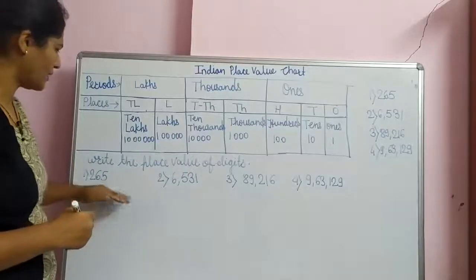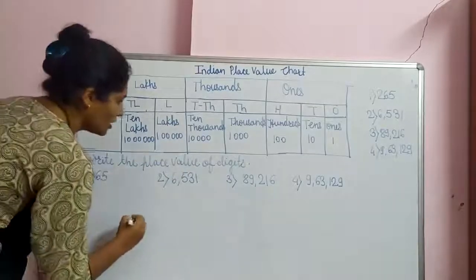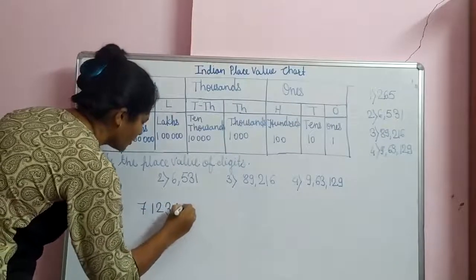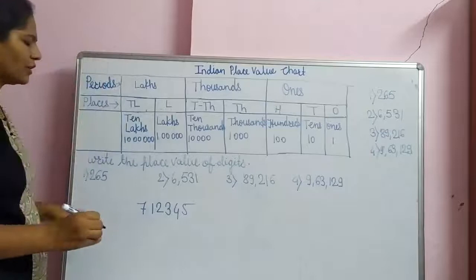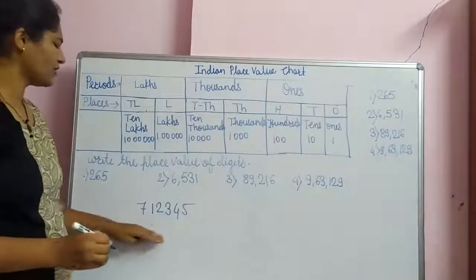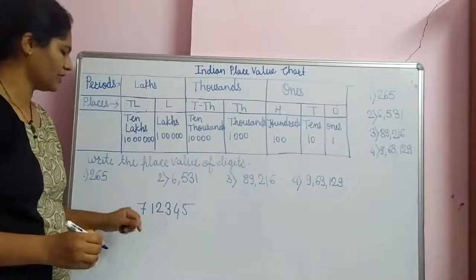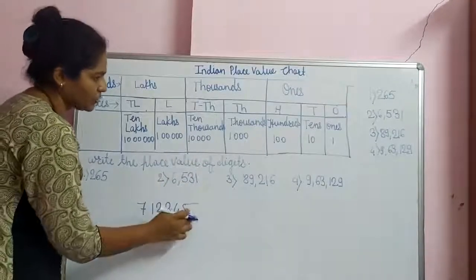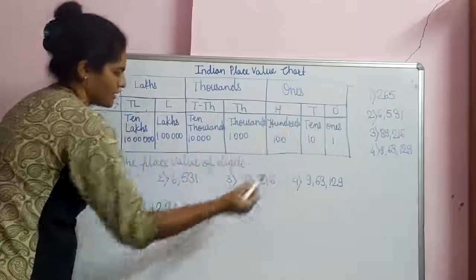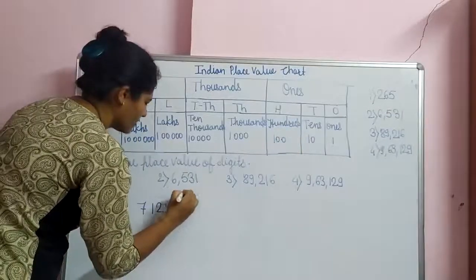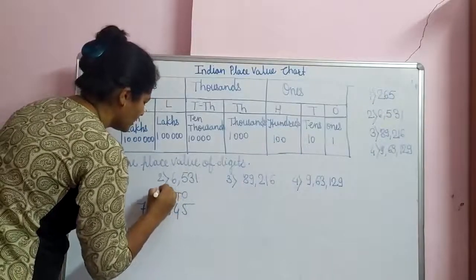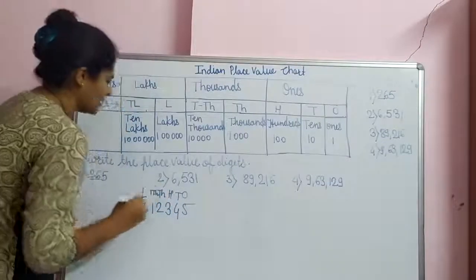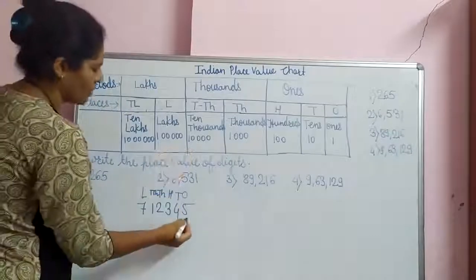For example, here I am taking a number. So the number is 7, 1, 2, 3, 4, 5. Now we will regroup it. By seeing this one we can't read it easily, so we make it easy. We make the first group of 3 places. So firstly we see places: ones, tens, 100, 1000, this is TH meaning 10,000, and lakh. So we make 3 groups: 1, 2, 3.